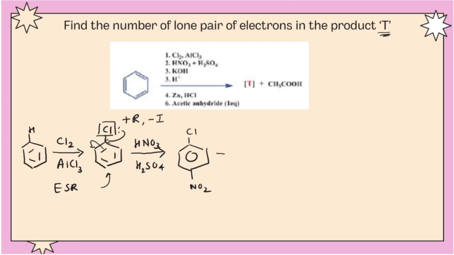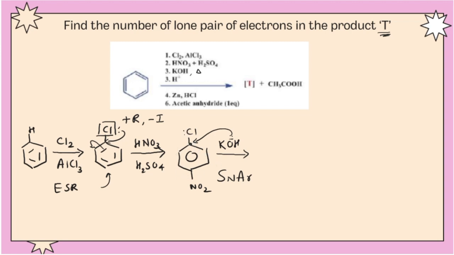Now, this is going to react with KOH, a base. Generally, the reaction is done at high temperature or high pressure. Why so? Because the molecule is undergoing aromatic nucleophilic substitution reaction, which is also known as SNAr reaction. The nucleophilic substitution is happening at the aromatic ring, right? The carbon of the aromatic ring.